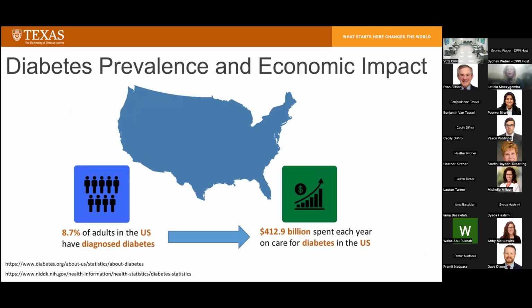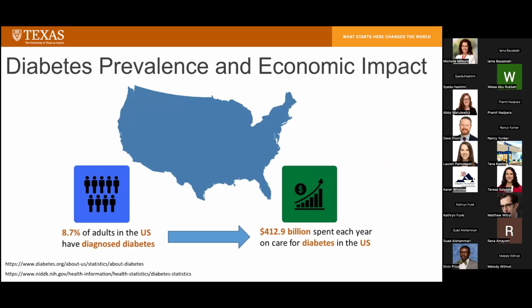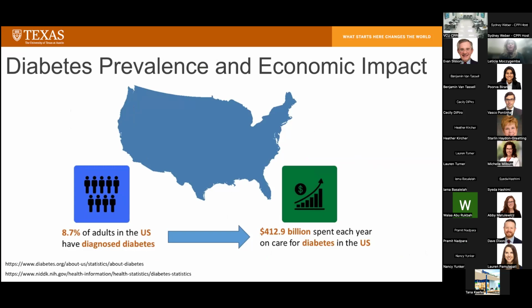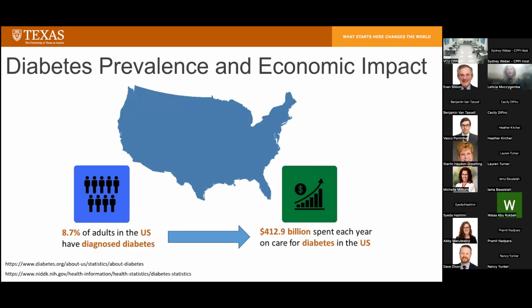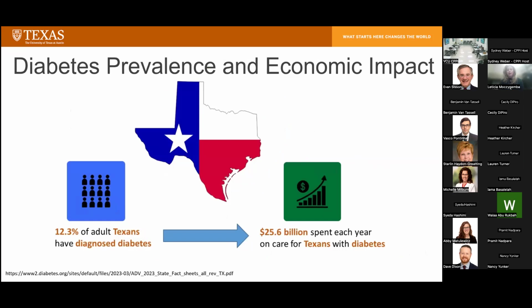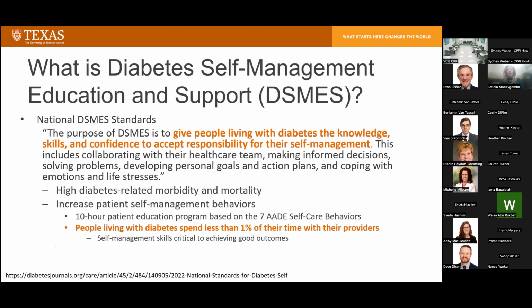So just at a high level, probably all of you on this call know that the diabetes prevalence and economic impact is great in the US, with 8.7% of adults in the US being diagnosed with diabetes. And we spend over $400 billion each year on care for diabetes in this country. In Texas, the number of Texans with diagnosed diabetes is higher than the national average, with 12.3% of adult Texans having diabetes. And we spend over $25 billion each year on care for Texans with diabetes.